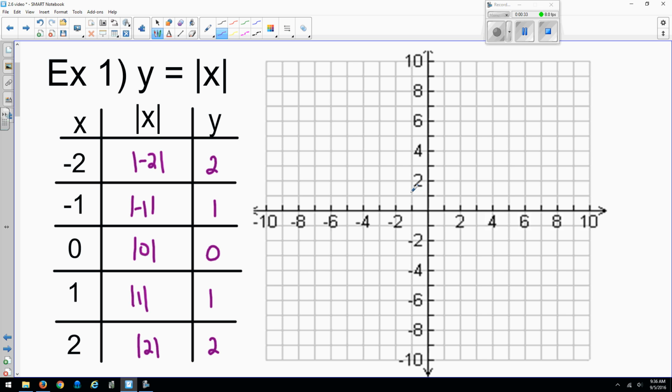And then I'm going to go ahead and plot those points. -2, 2, and so on. Hopefully you're already familiar with the shape of an absolute value graph. But just in case you're not, it's always going to be this V shape. Now when you connect the points, make sure you put an arrow on the end of these rays because this graph keeps going.